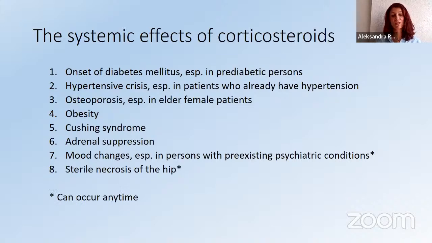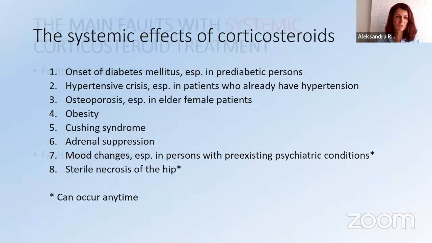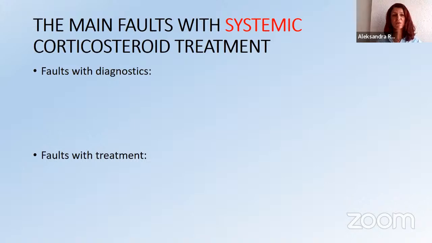The last two can occur anytime, so early or later in the treatment. So the main faults with systemic corticosteroid treatment include faults with diagnostics and faults with treatment. Regarding the faults with diagnostics, the first and the most important one already mentioned is not investigating all the infectious causes. So missing infection is the major problem.